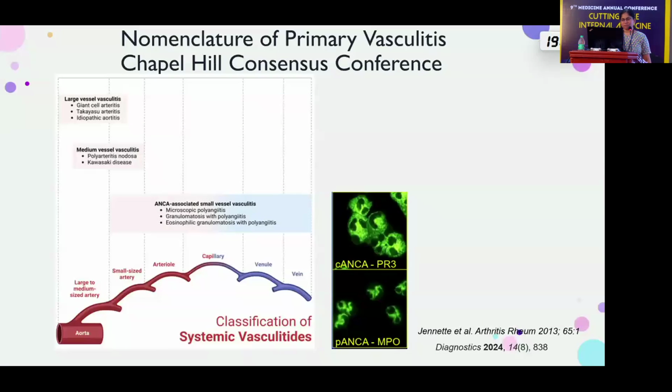We all know ANCA vasculitis involves small-sized arteries up to the veins. So you can have small-sized arteritis, capillaritis, and venulitis, and all of them can be involved. What is characteristic about ANCA-associated vasculitis? That it is associated with these ANCA antibodies. This classification was put forth in the Chapel Hill Consensus Conference in 2013, and it still holds true as far as ANCA vasculitis is concerned.